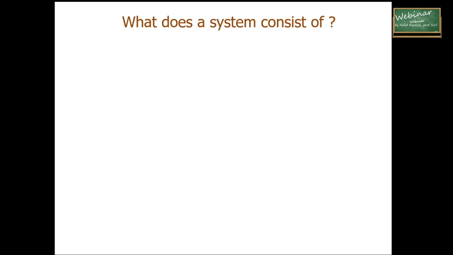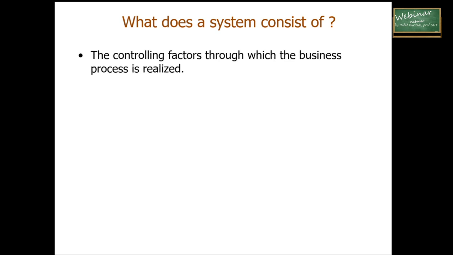Okay, so what does a system consist of? We are talking, of course, about the management system. So the controlling factors through which the business process is realized. So it is an important thing, and it will also be the task for today's laboratory and workshops to understand that the management structure is just a way to conduct the processes inside our business. That is how, when we are talking about the system, it has to control all factors through which the business processes are realized.